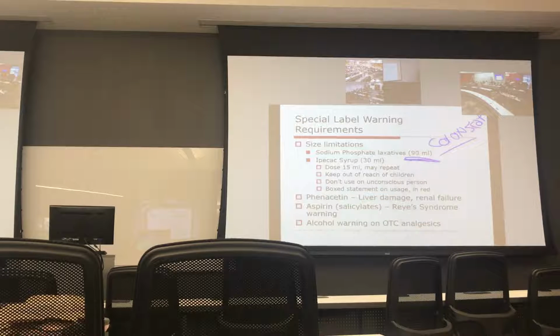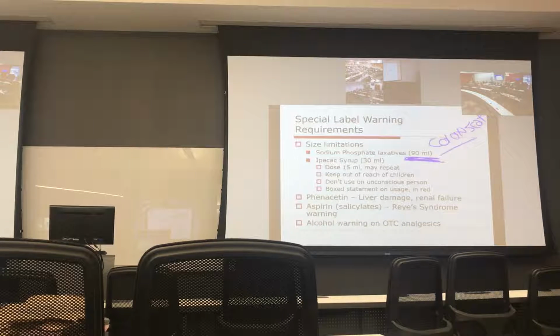Again, you're doing it for a colonoscopy for the reason that you're doing a complete clean out, but it is still a requirement, and that's why you don't pour your sodium phosphate into a larger bottle for the patient's convenience, because it's actually required by federal law that it be limited to a package size of 90 mLs.